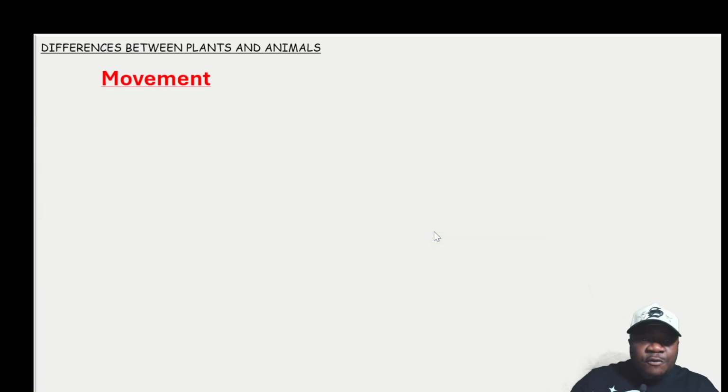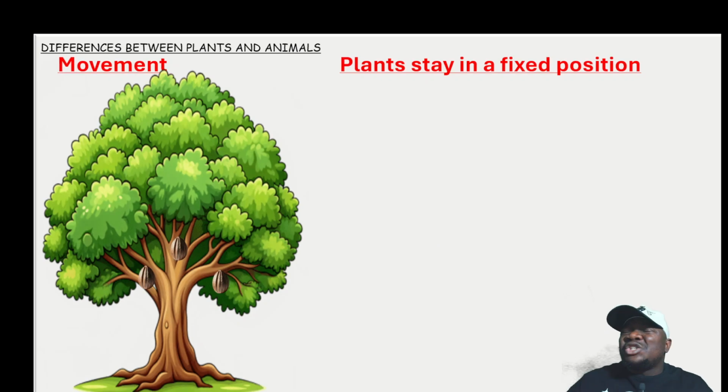For plants, they don't actually move anyway. They stay in a fixed position. All right, they stay in a fixed position. For example, if you look at this tree here, now the tree has some nuts. All right. So it gets to a point where the nuts will get to the soil. All right. When it gets to the soil, what happens? These nuts can actually be dispersed.